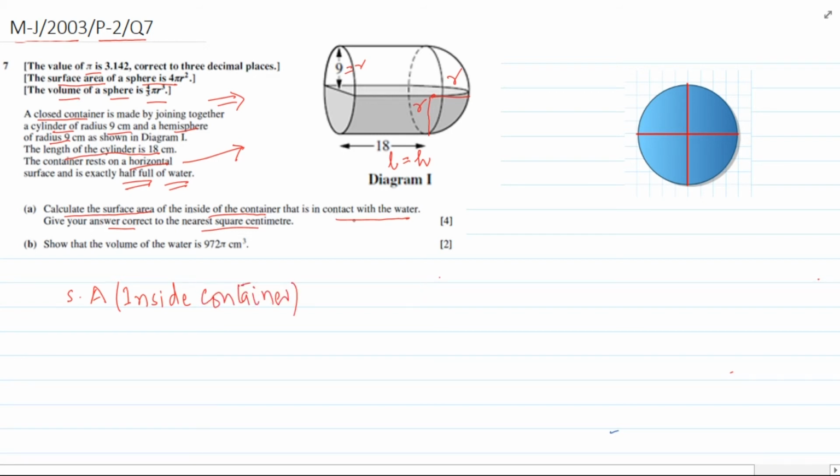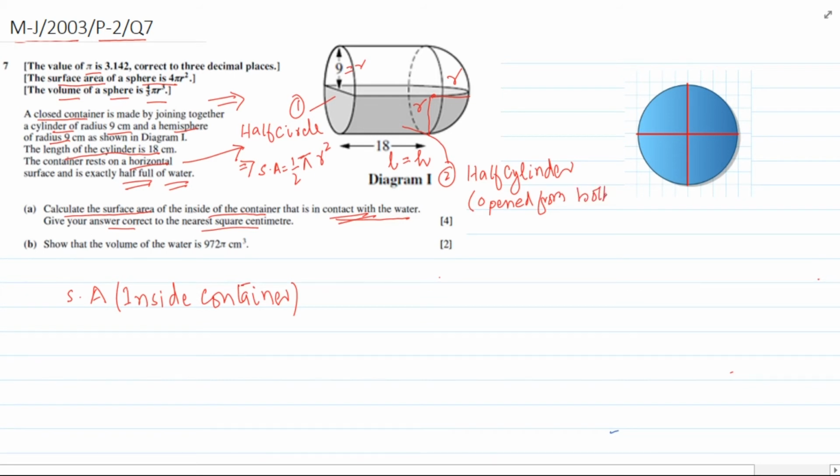Here the first portion of the container is a half circle as shown, and its surface area is equal to 1 upon 2 pi r square. The second portion is a half cylinder open from both ends. Therefore, the surface area is equal to 2 pi r h divided by 2 because of the half cylinder. Third portion is a half hemisphere.